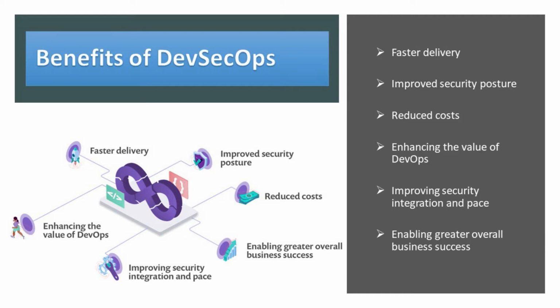And the fifth one is improving security integration and pace. Cost and time of secure software delivery is reduced by eliminating the need to retrofit security controls post-development. And the last one is enabling greater overall business success. Greater trust in the security of developed software and embracing new technologies enable enhanced revenue growth and expanded business offerings.